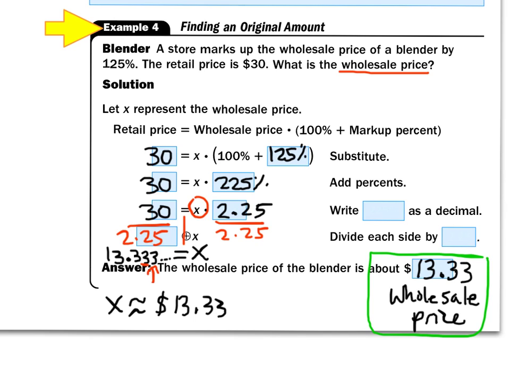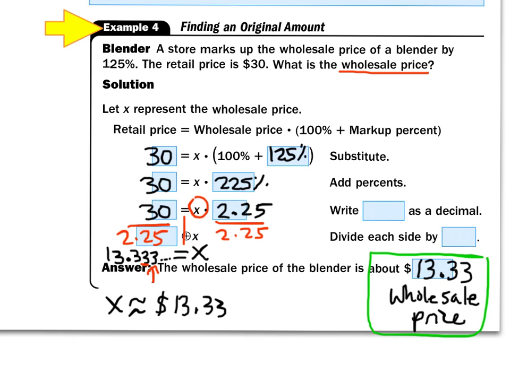Okay, so now take a look at example 4. What if they want us to find the original amount? So this says a store marks up the wholesale price of a blender by 125%. We know that the retail price, remember that's the price that you and I pay, is $30. What is the wholesale price? And remember, that's the original price that the store paid, okay?